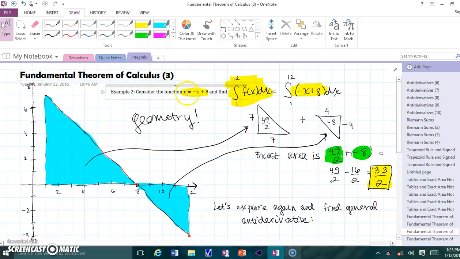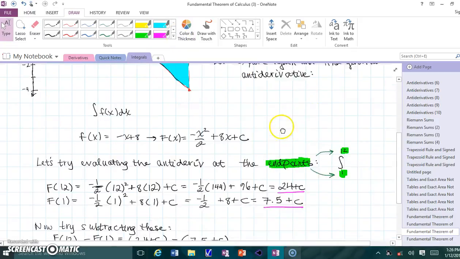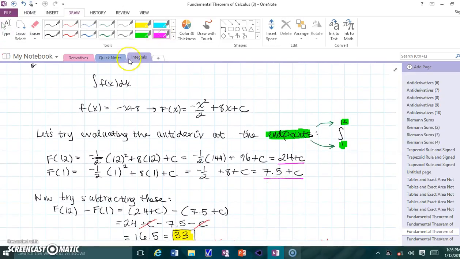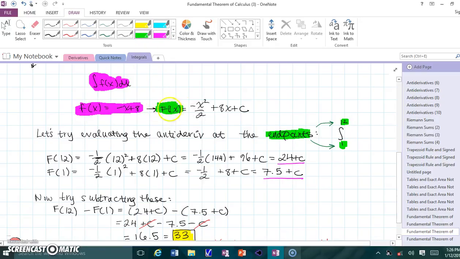So again, I'm going to want the antiderivative of this. So let me scoot up here. Okay, so I just want the general antiderivative. I'm getting rid of the lower and upper limits, 1 and 12, just general antiderivative. So if f of x was negative x plus 8. Notice my notation here. Capital F of x.